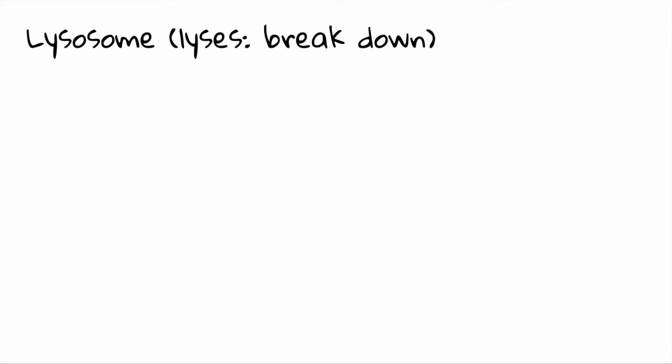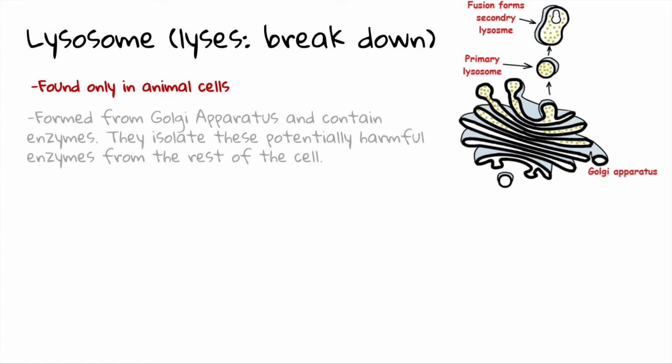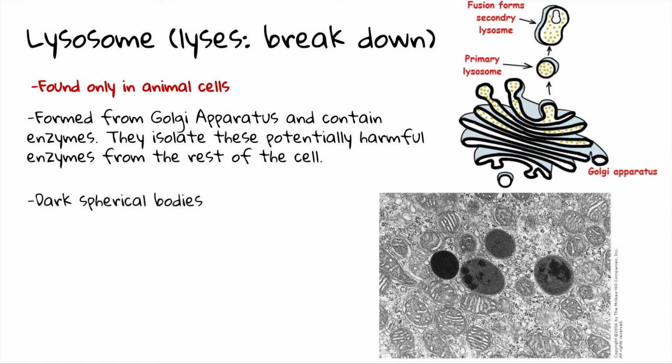Lysosomes. So lysosomes are involved in the breaking down of ingested food, organelles and damaged cells. It is important that you understand that lysosomes are found only in animals. They are dark spherical bodies. That is how they will look in a micrograph. They are a single membrane compartment, so they only have one membrane. They are formed from the Golgi apparatus and contain enzymes.